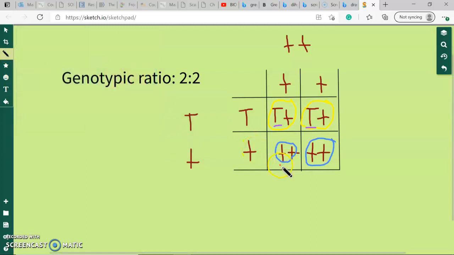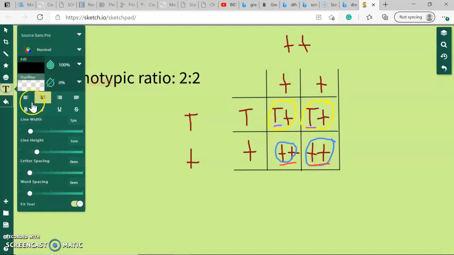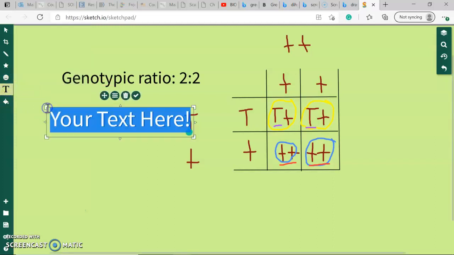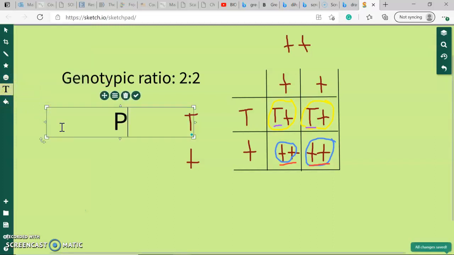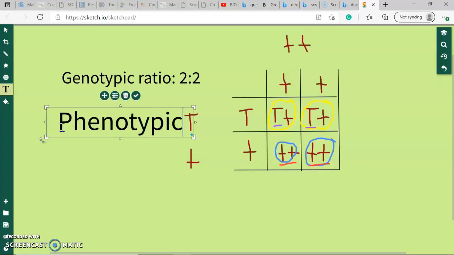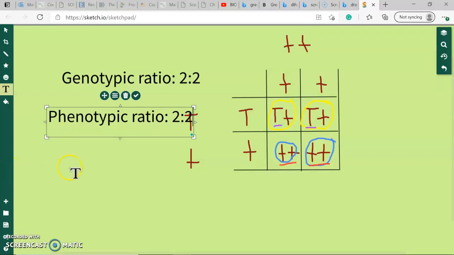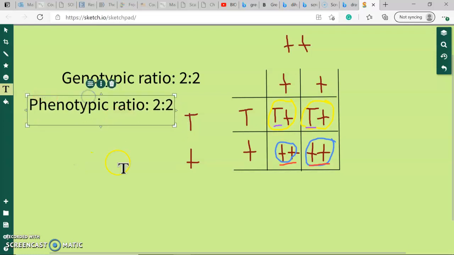Now for our final two, we see that they don't have a dominant allele because they're both homozygous recessive traits. So we know that our phenotypic ratio is also 2 to 2. There are two tall plants and two short plants in this cross.